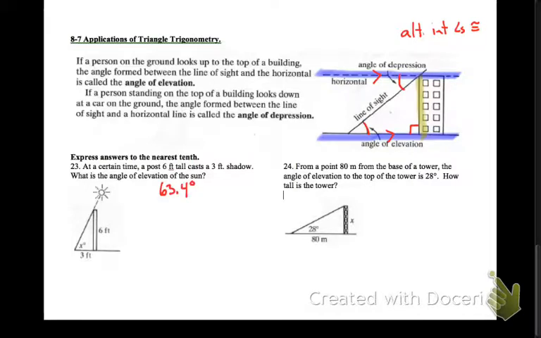Did you get 63.4 degrees? Okay. From a point that's 80 meters from the base of a tower, here's the tower, here's a point that's 80 meters from the base on the ground, horizontal ground. The angle of elevation from the top of the tower is 28 degrees. There's the angle of elevation. How tall is the tower? Are you going to use sine, cosine, or tangent?